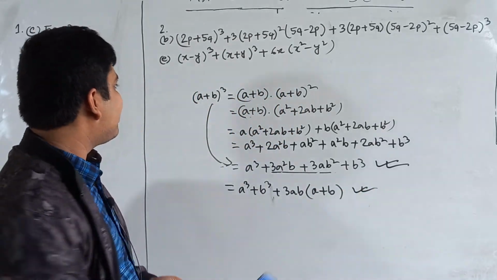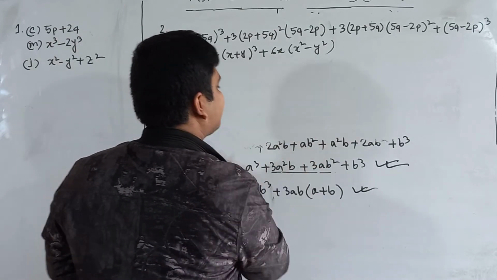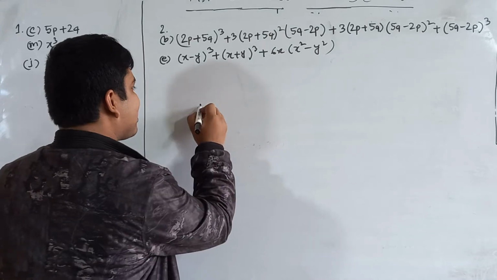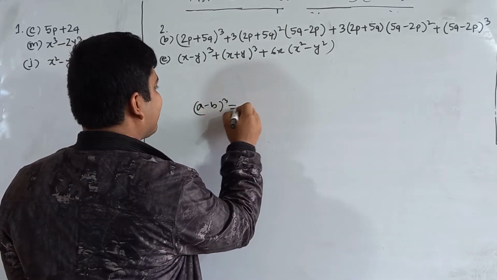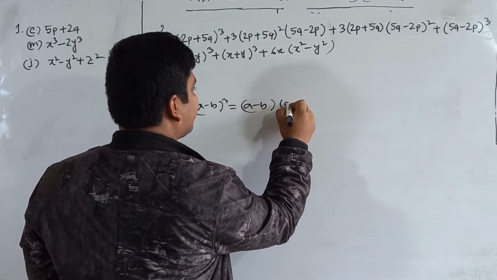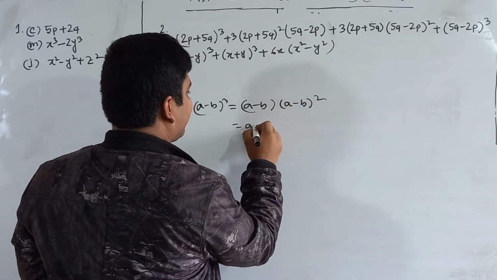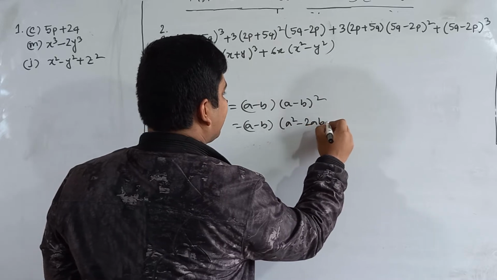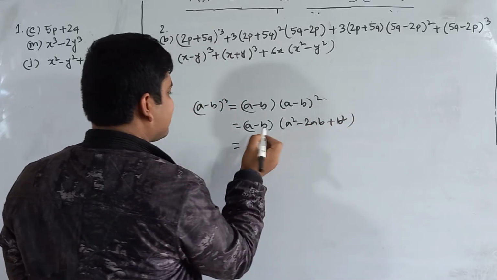So next we shall solve a minus b whole cube equals what? How can we get the formula? A minus b whole cube equals, we can write, a minus b into a minus b whole square. Now a minus b into, the formula is a square minus 2ab plus b square. Similar to the previous one.